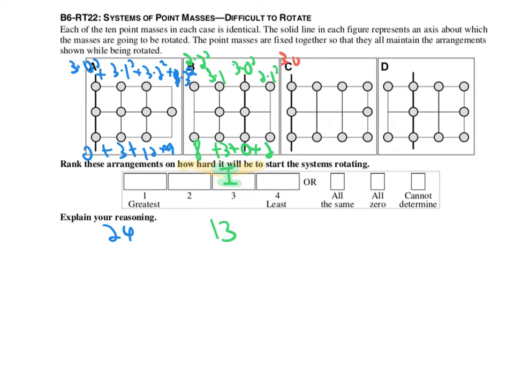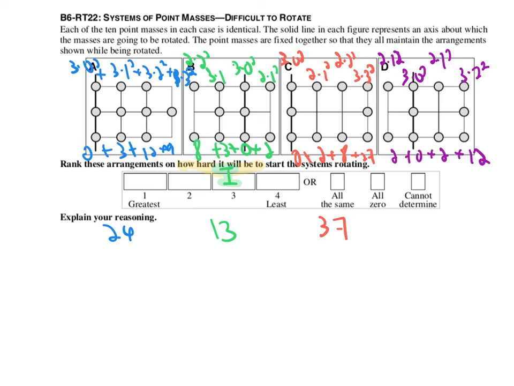For C, we have 3 times 0 squared plus 2 times 1 squared plus 2 times 2 squared plus 3 times 3 squared, which is 0 plus 2 plus 8 plus 27, or 37. And then finally, we have 2 times 1 squared and 3 times 0 squared and 2 times 1 squared and 3 times 2 squared, which is 2 plus 0 plus 2 plus 12, which is 16.